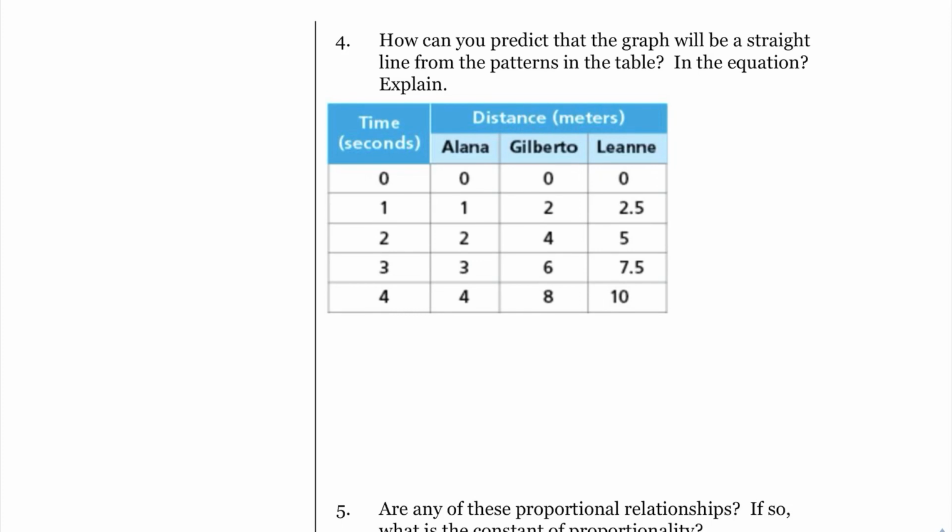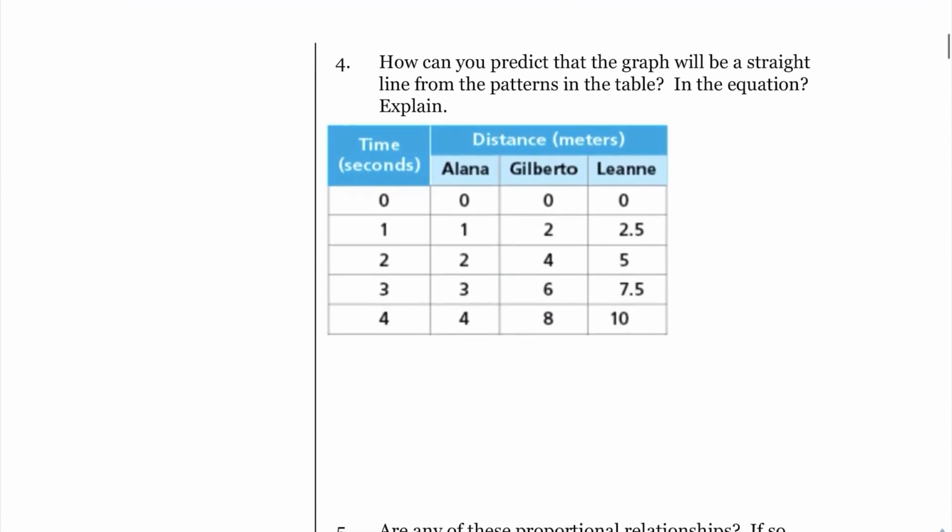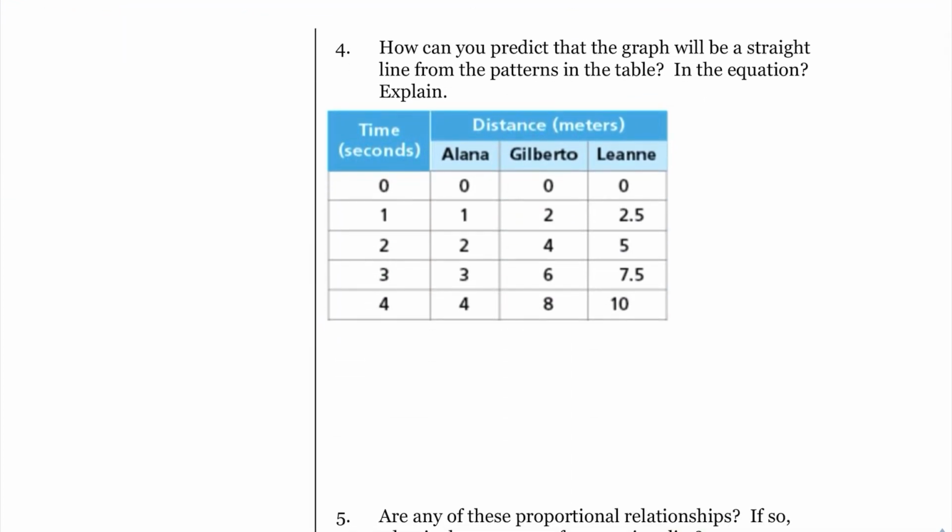Okay, so we're given this table here, and the question says, how can you predict that the graph will be a straight line from the patterns in the table? And then we need to answer what about in the equation, and then of course we're going to explain. I want you guys to take a minute, talk to each other. How do you know that this table in question number 4 is going to create a straight line? How do you know from the table, and how do you know from these equations that we wrote last class? Take a minute, pause the video now, discuss, and then we'll talk about it afterwards.